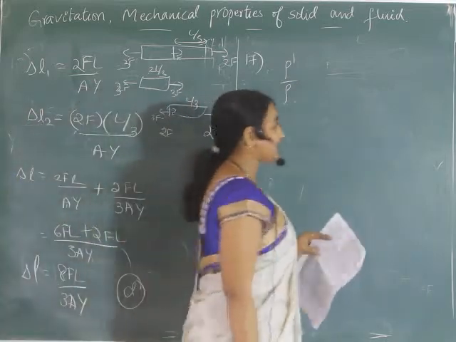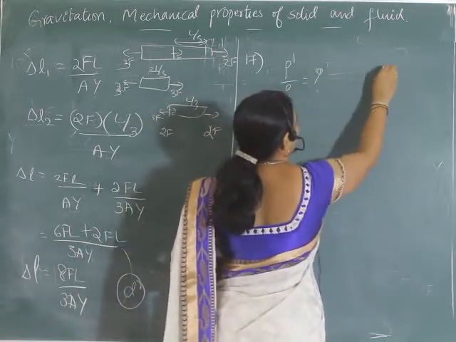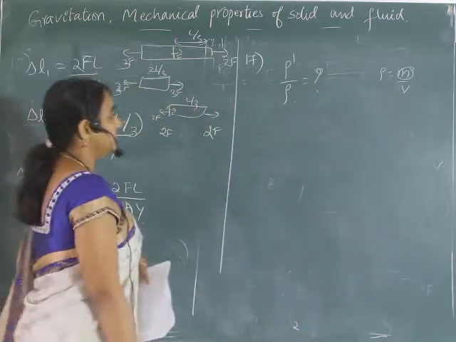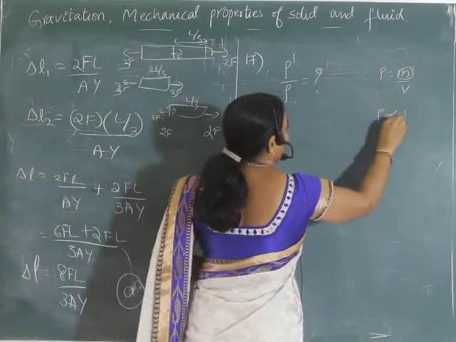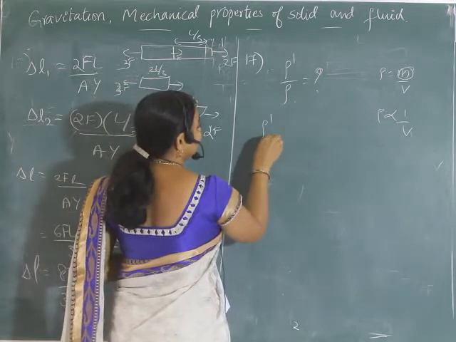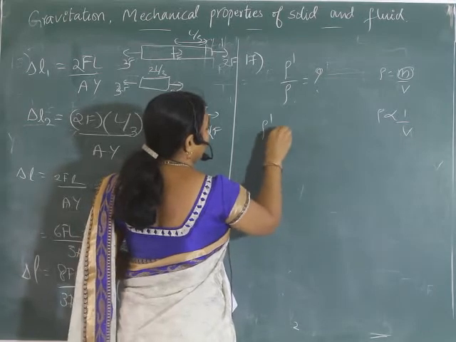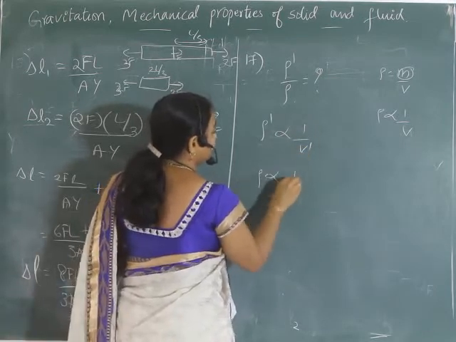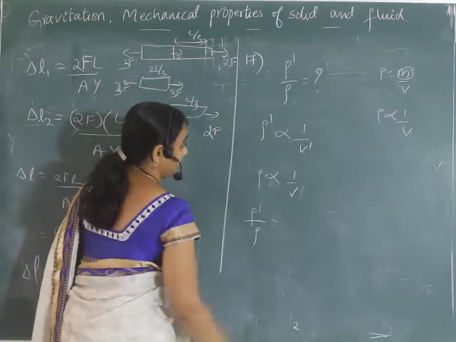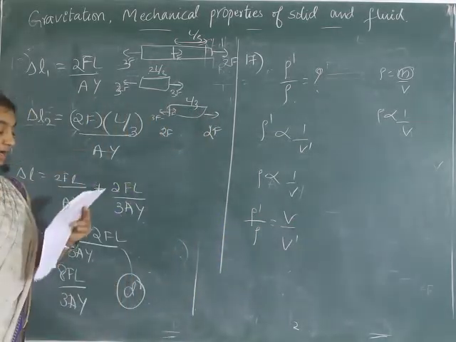Density is equal to mass by volume. We have to find this out, correct? Mass is constant, so density is inversely proportional to volume. Therefore, I can say rho dash is proportional to 1 by V dash, and rho is proportional to 1 by V. If we divide these two, we get rho dash by rho is equal to V by V dash.